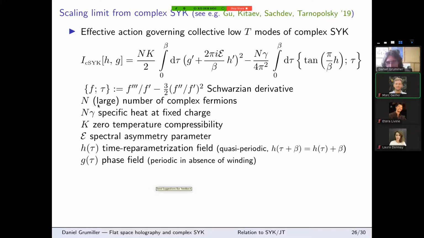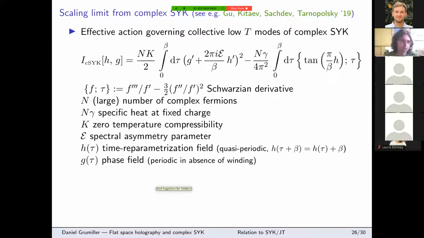N denotes the number of complex fermions. So you have a system of randomly interacting complex fermions. And in order to be able to apply holography, to have a good gravity interpretation, you need to take the large N limit. So you assume there is a large number of these fermions. Now, when you do a thermodynamical analysis of this model, you find that the parameter determining specific heat at fixed charge is N times gamma, so it's this prefactor in front of the action.